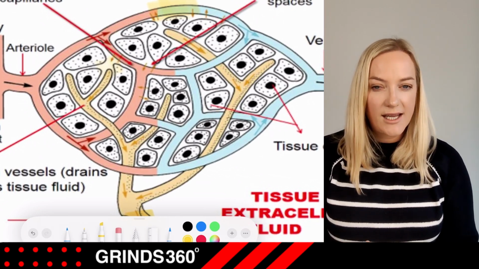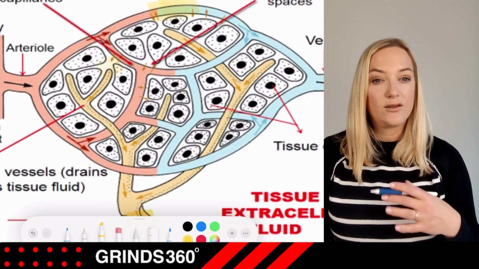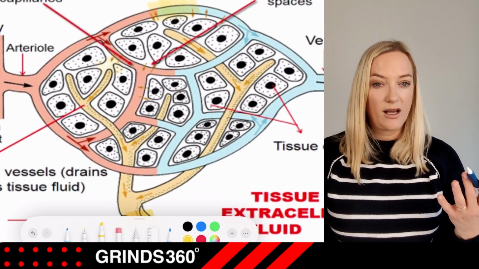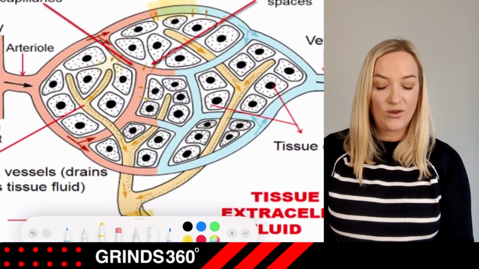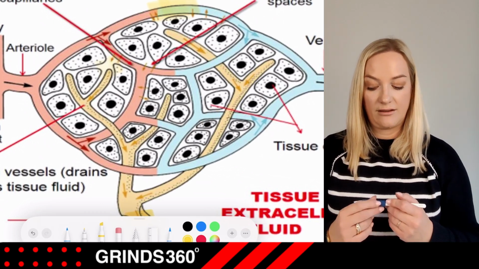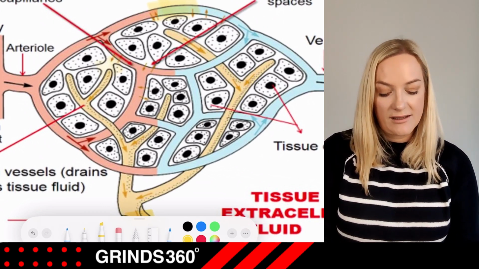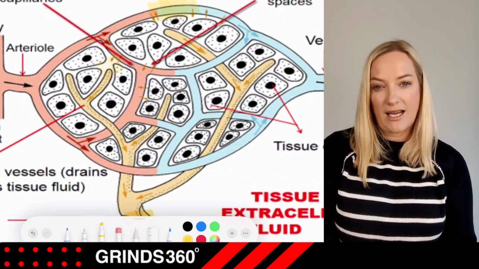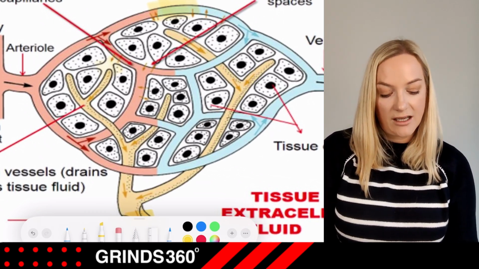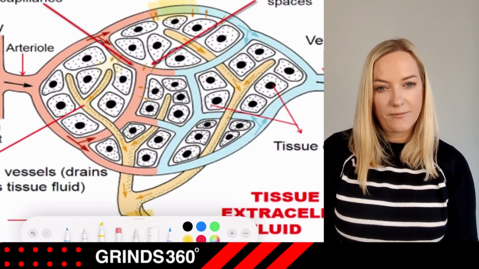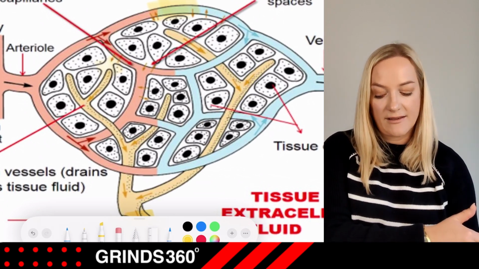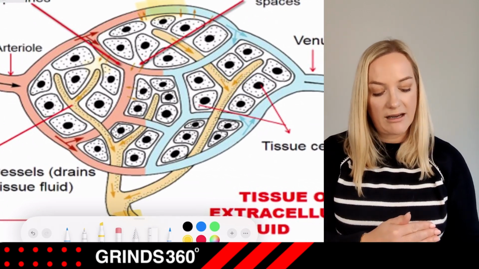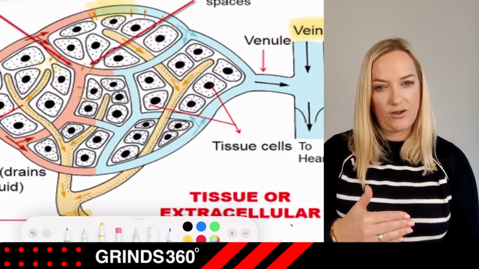So surrounding the cells is extracellular fluid. That means waste products such as carbon dioxide and urea will go into the extracellular fluid surrounding the tissues, and they will then be reabsorbed at the veins by diffusion.